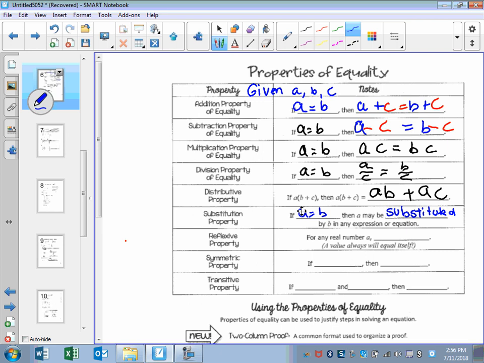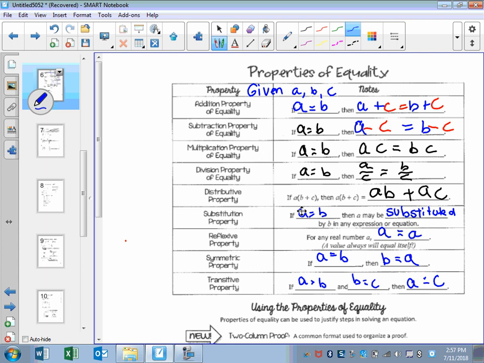Now for any real number A, A always equals itself. 2 always equals 2. It doesn't equal anything else. We'll see this reflexive property throughout geometry. The symmetric property says if A equals B, then B equals A. The transitive property says if A equals B and B equals C, this is where we cut out the middleman again, then A equals C. Very much like the law of syllogism.